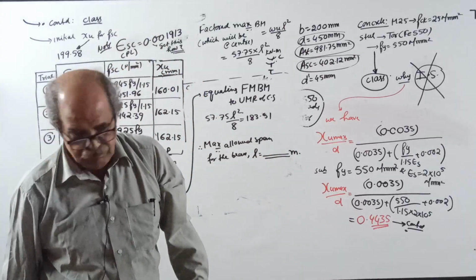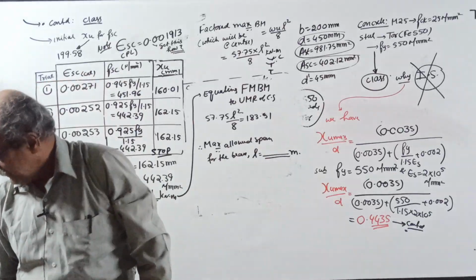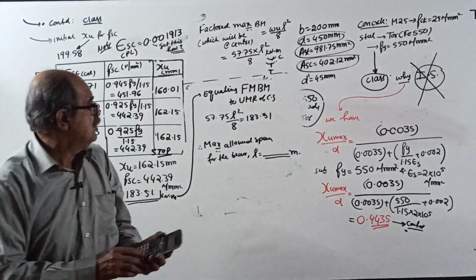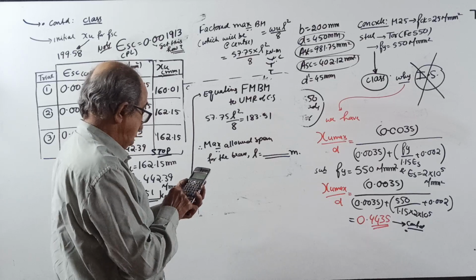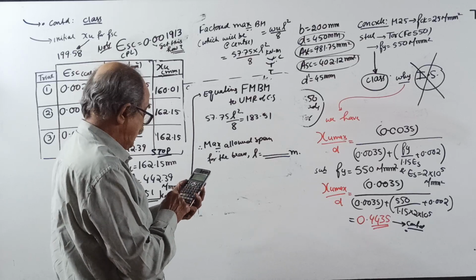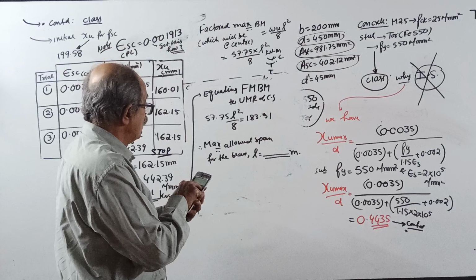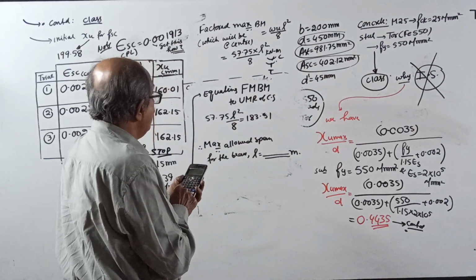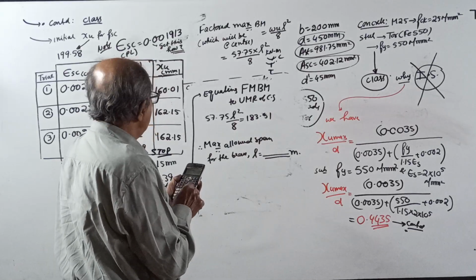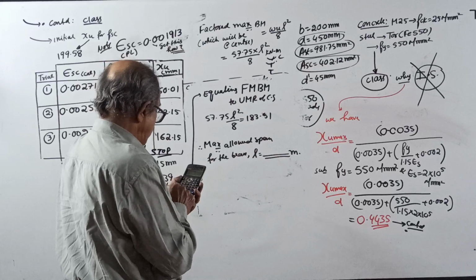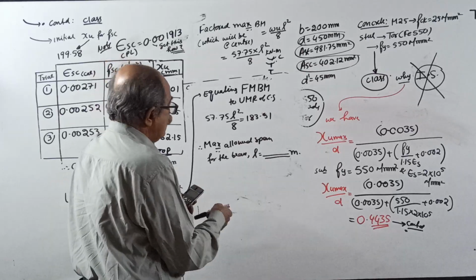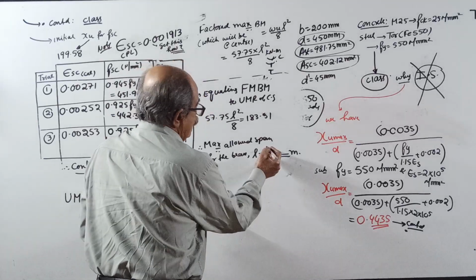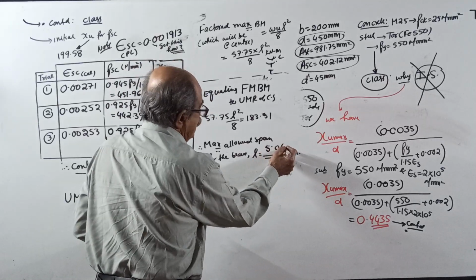Okay, now where is the calculator? This I have not calculated. I will do it here only, not much. 183.51 into 8 divided by 57.75. Calculator is not on. 183.51 into 8 divided by 57.75. That is the answer. 5.04 meters. 5.04 meters. Okay. Over.